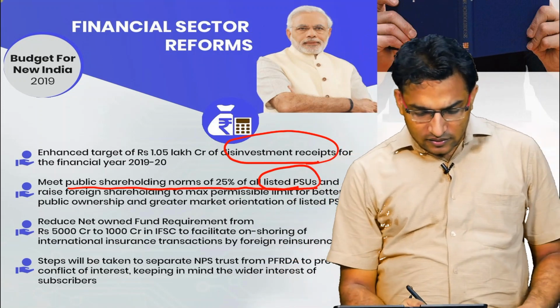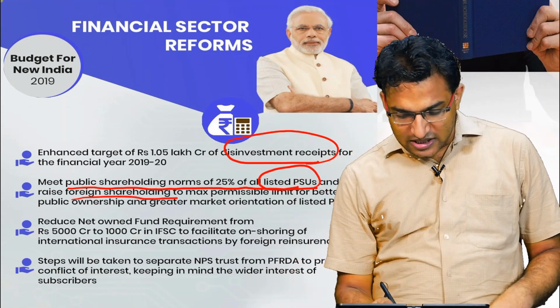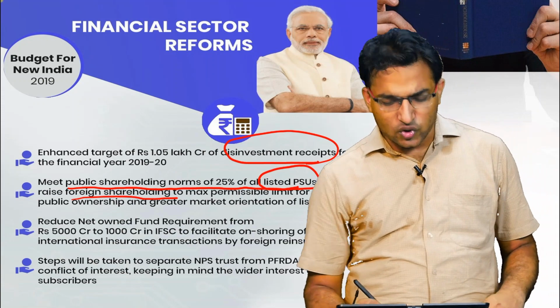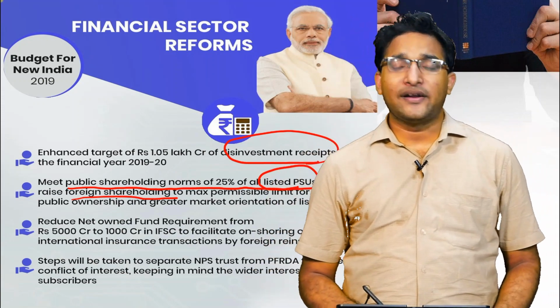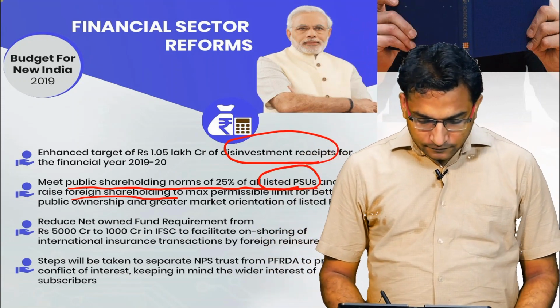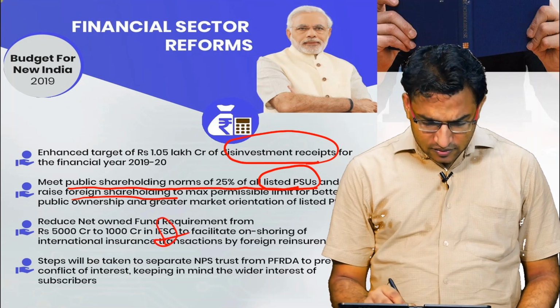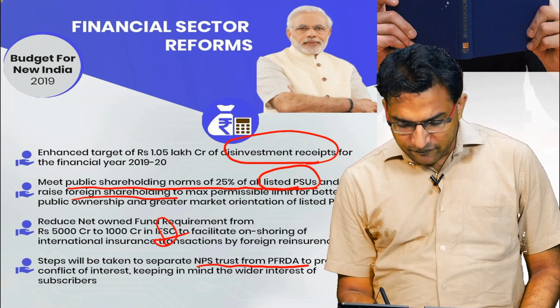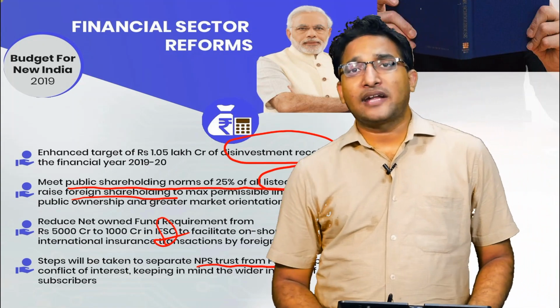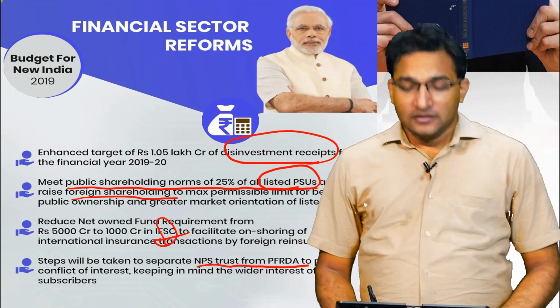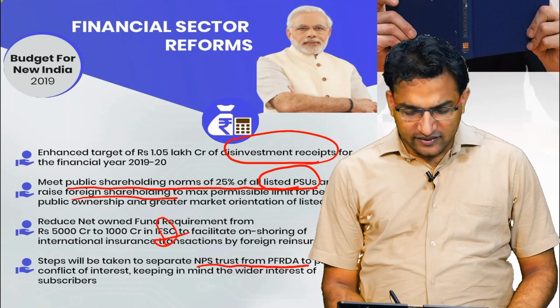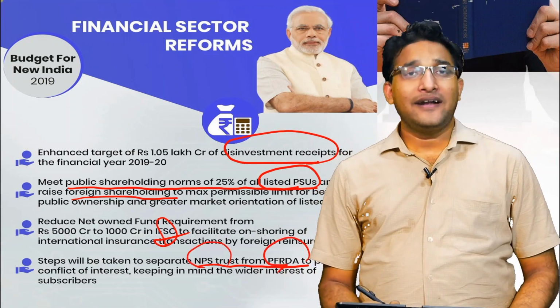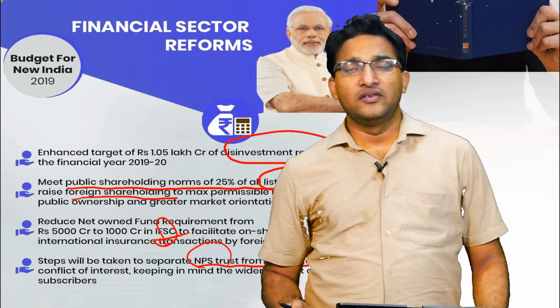Then the raising of foreign shareholding to maximum permissible limit for better public ownership. So we are also saying that the FDI can also be attracted. This is not that much important. Then steps will be taken to separate the NPS trust from the PFRDA. So friends, the pension sector is a very important sector. The NPS trust and the PFRDA will be separated because the operation and regulation can't be with a single authority.